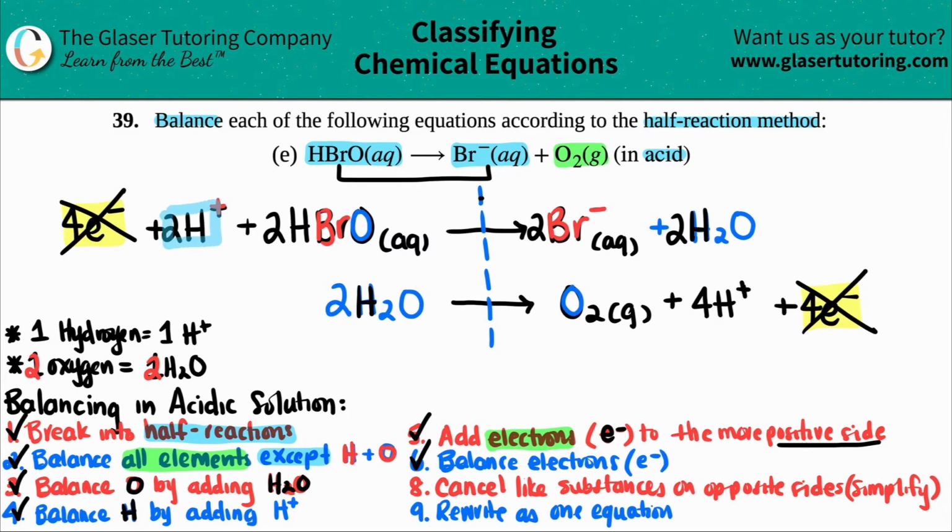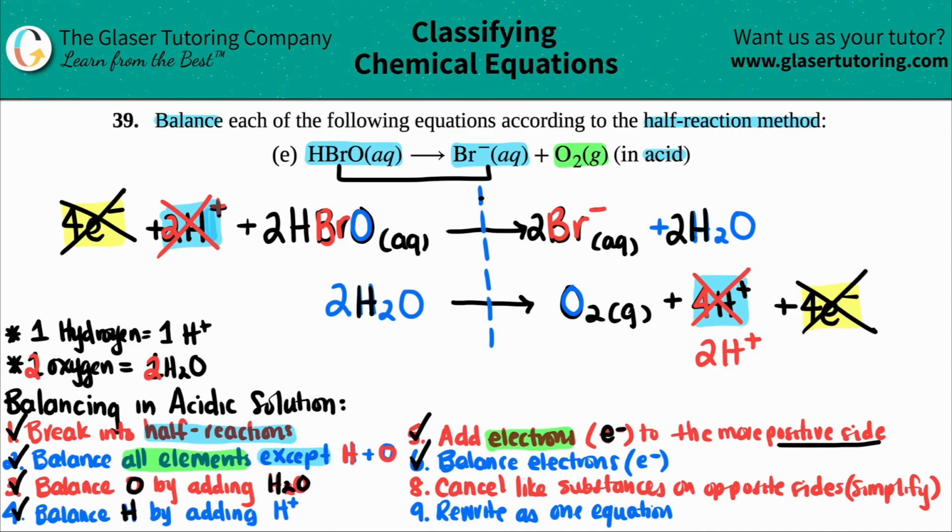Now let's look and see if we can cancel anything else out. Well, I have 2H plus on one side, and I have 4H plus on this side. We get rid of, or simplify by, subtraction. So I have 2 and I have 4. If I use up all of my 2 on this side, how many would be remaining here? Well, it's basically 4 minus 2H plus, because that's what we had over here. So 4 minus 2 is 2H plus remaining. So that's the simplified one.